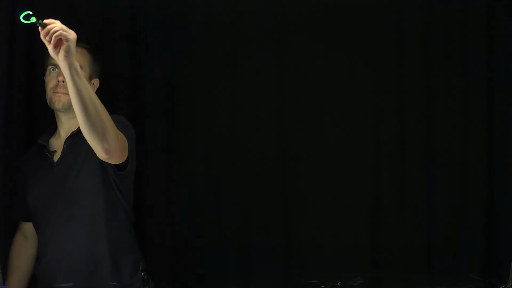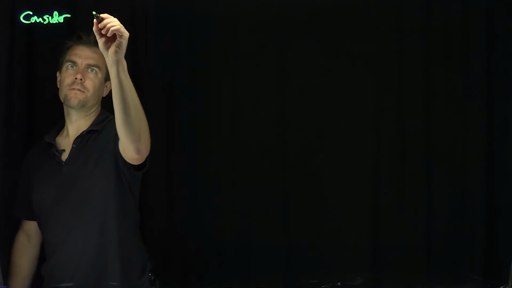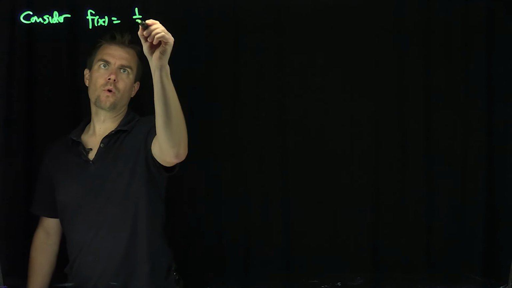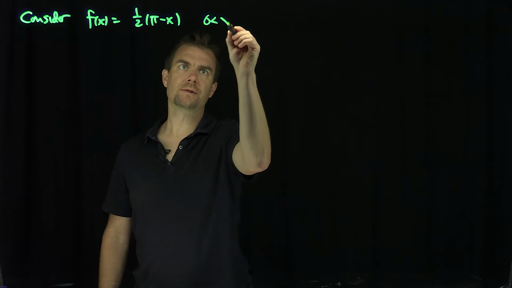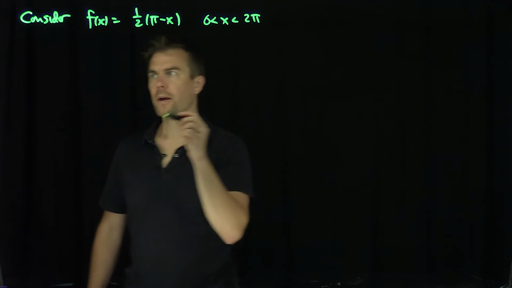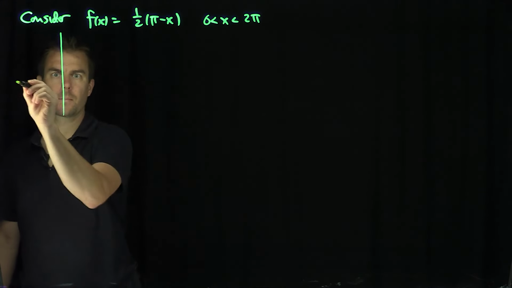Hello students, in this video we'll discuss Gibbs phenomenon for convergence of Fourier series. Let's consider the function f of x, which is 1/2 (pi minus x), defined for x between 0 and 2 pi. And so if we look at this graph, what do we see?